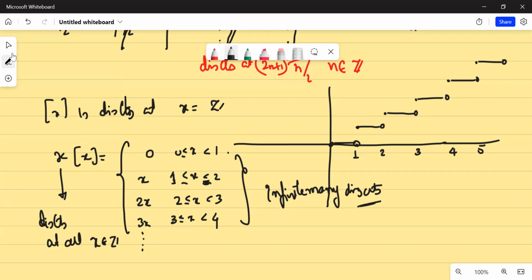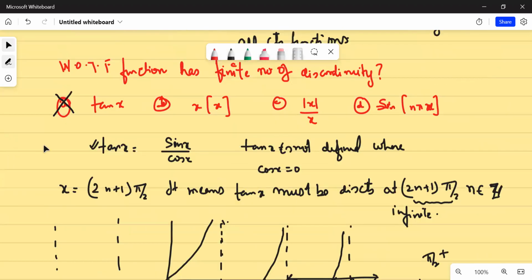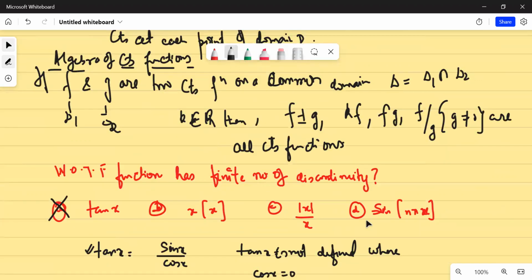Is that clear? Yes. Okay. And similarly, I'm leaving this as homework to you, and we'll discuss this tomorrow. This will also be discontinuous at infinitely many points. What about this particular function?